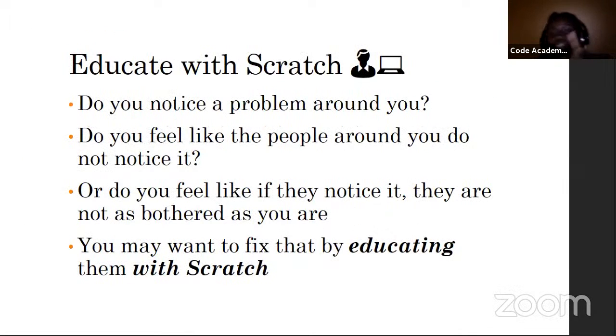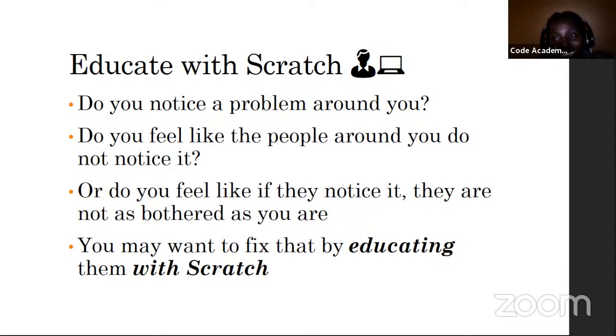So educating with Scratch. Now, this is the very first scenario. If you're going to do this sub-theme, this is the very first scenario. So scenario one, do you notice a problem around you? And then do you feel like the people around you do not notice that problem? Or do you feel like they notice it, but they are not as bothered as you are? So you may want to fix that by educating them with Scratch.